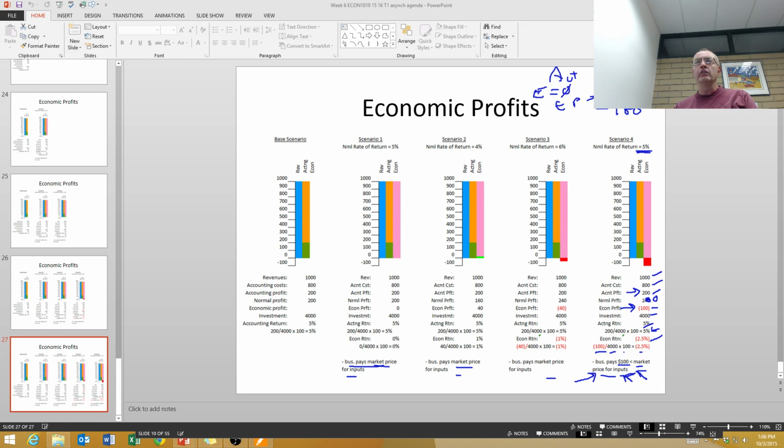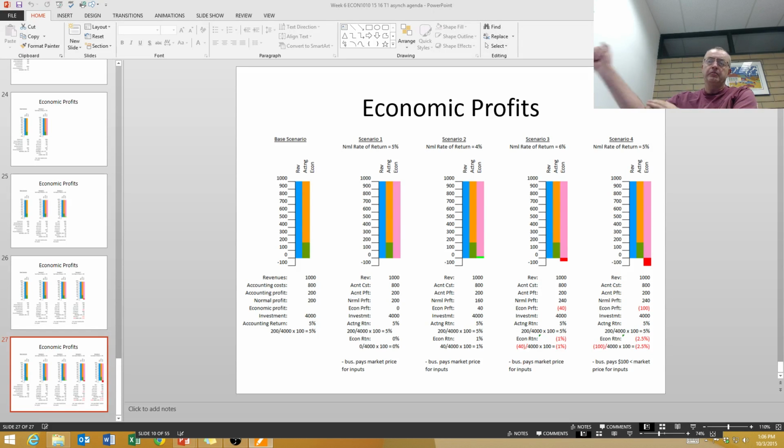Okay, so those are my final examples for this first section of chapter 8, and now we're going to go to the second section of the chapter, but I'm going to create a separate video for that.